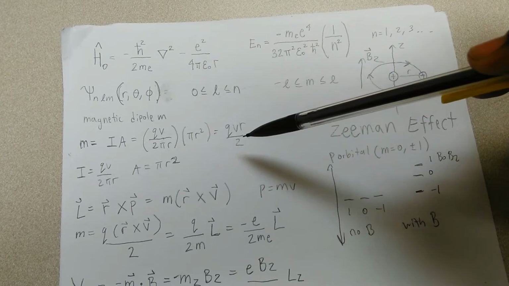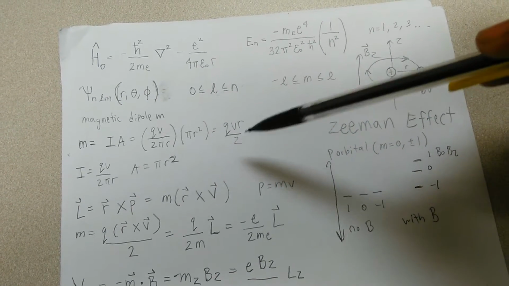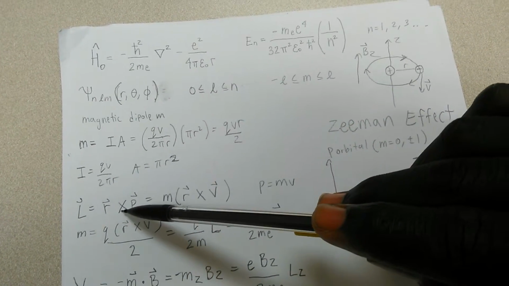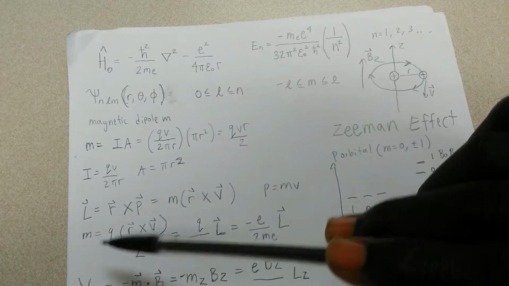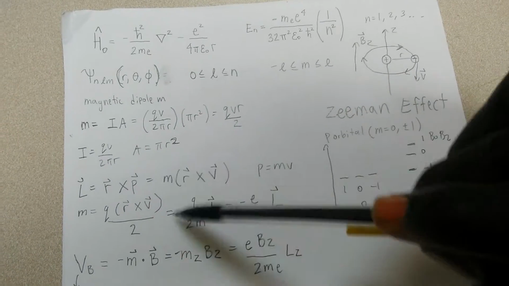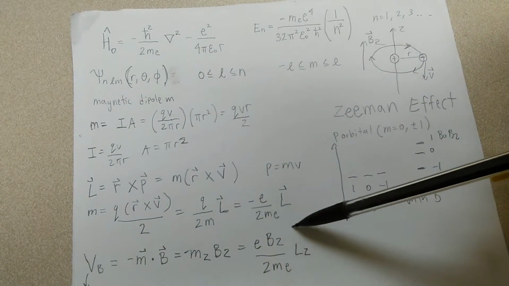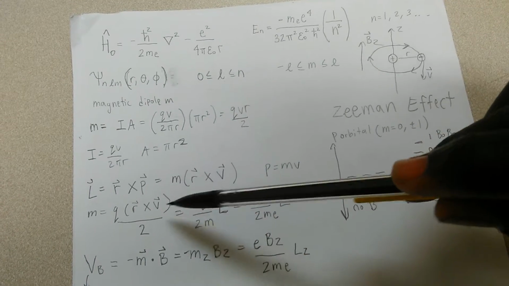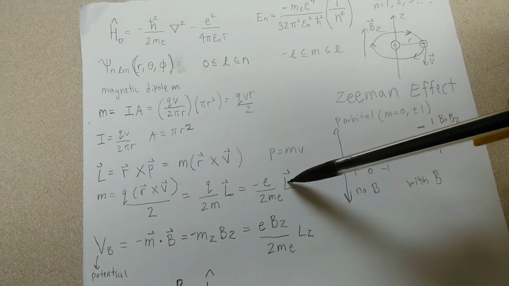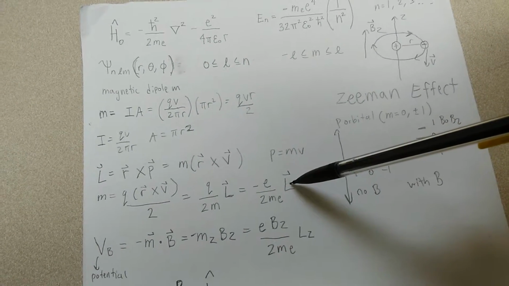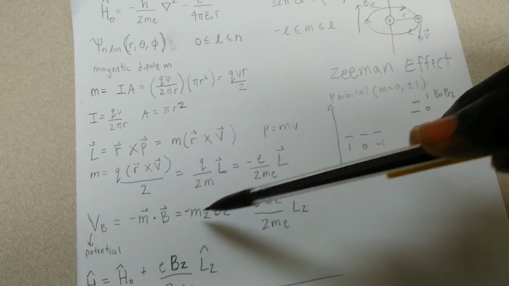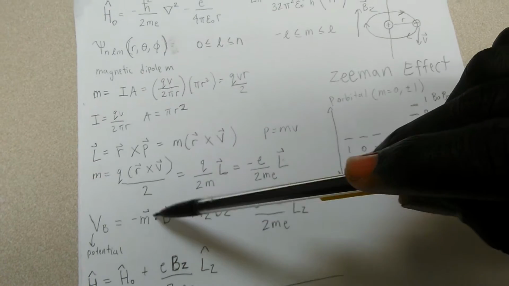And you know that V and R are perpendicular to each other, which means I can write VR in terms of the angular momentum L, which is just the cross product of R and P. Doing that substitution, I get that the magnetic moment is minus e times the angular momentum operator over 2me, and that the potential is equal to minus the magnetic moment dotted with B.